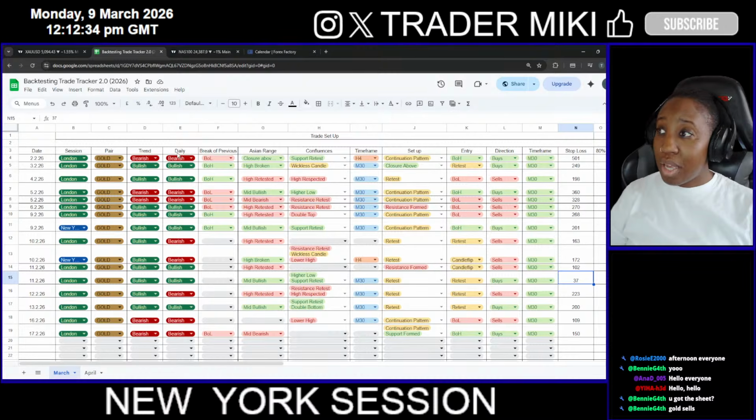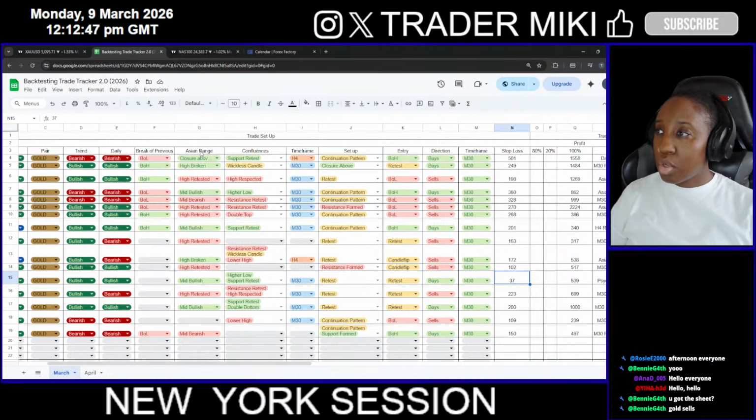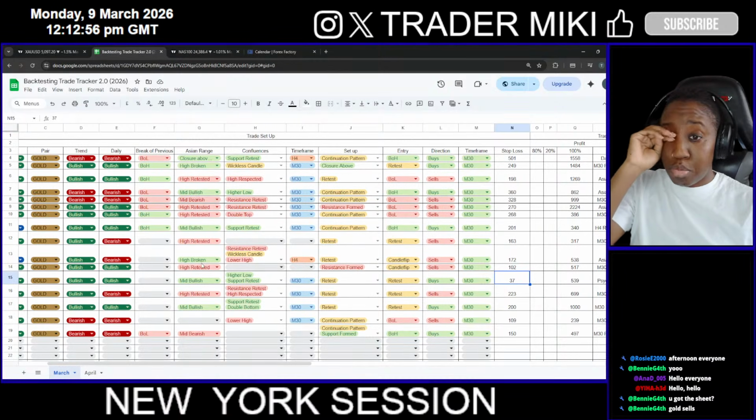So now the daily candle, this is what was really important to look at, and whether it broke the previous high or low at the time I was looking for a trade. So if it's blank, it didn't break anything. And then this was important, where was structure in the Asian, like what's happened in the Asian range? Did the high get retested? Was the structure bearish, bullish?